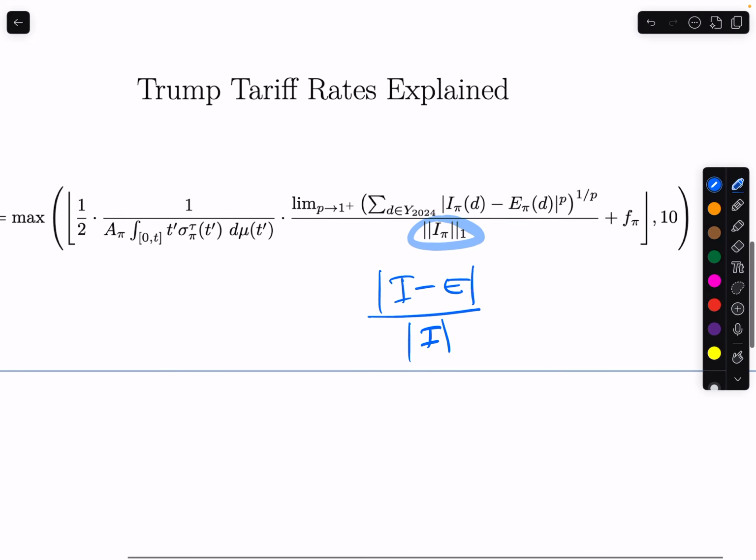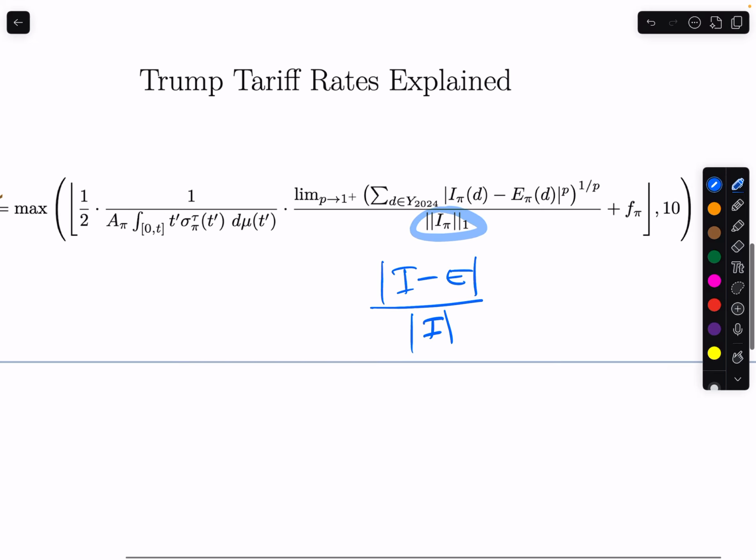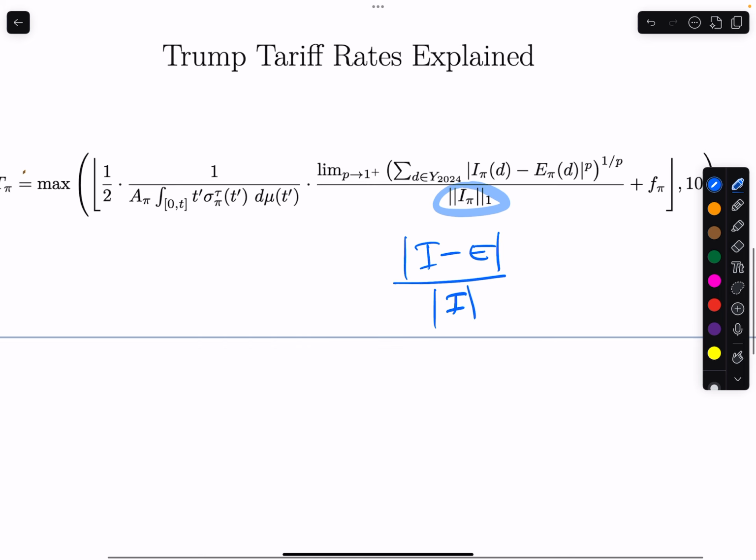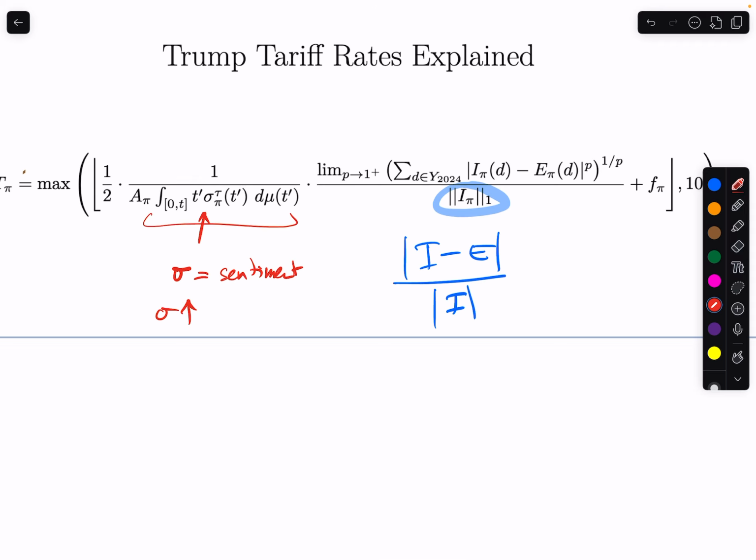Now, we're not totally indifferent to how we feel about the countries or how President Trump feels about the countries, so we take that into account. Here we have sigma for sentiment. If President Trump likes the country, sentiment is high. If sentiment is high, then this whole integral is big, and so 1 over this thing is small, and so this whole ratio gets scaled down. But if sentiment is low, then the reverse happens, and everything gets scaled up.